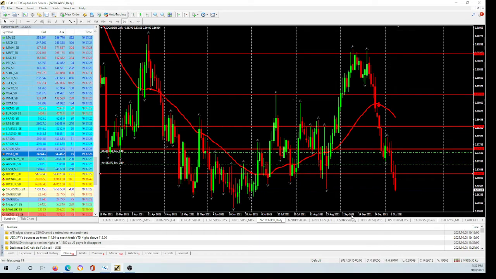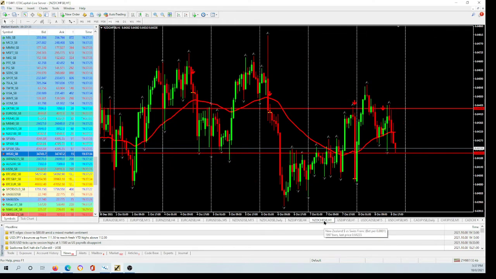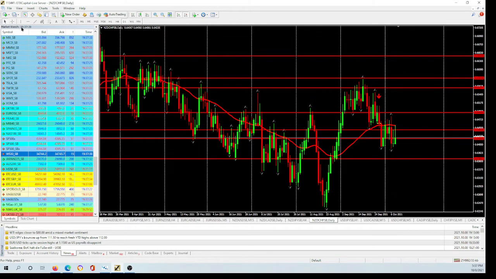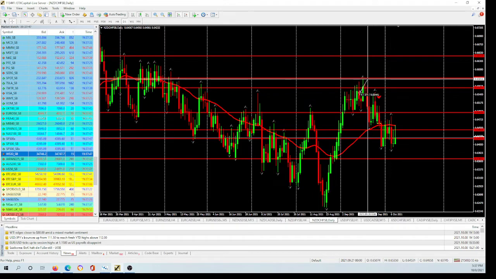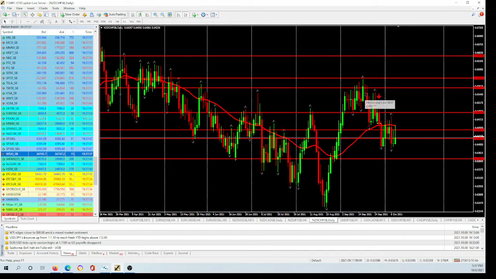Then I think the other trade was New Zealand dollar CHF. Yes, I was short this market also from somewhere here, and this is where my stop loss was. So I could have held this trade for about 200 and that other trade, and this would have made me some good profit. So I made this mistake and I was forced to close my account.